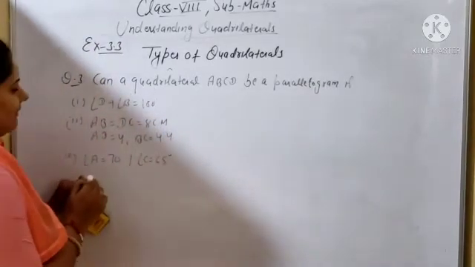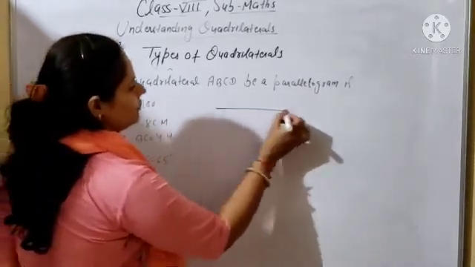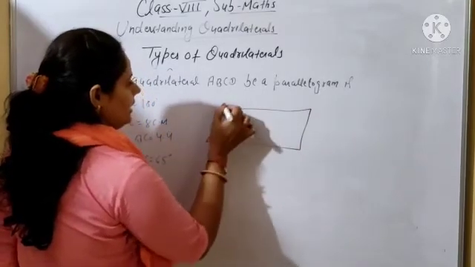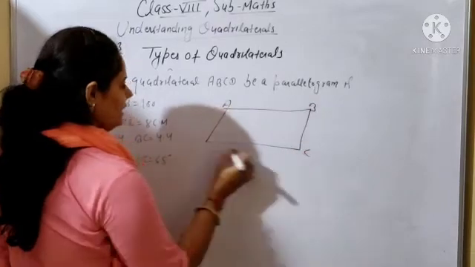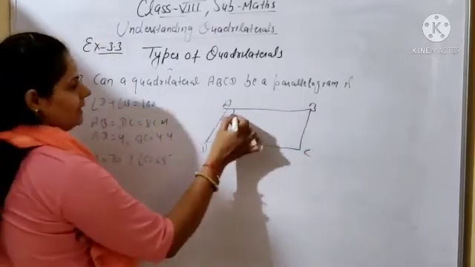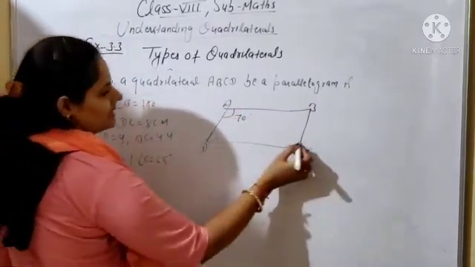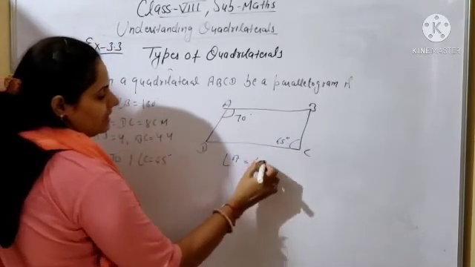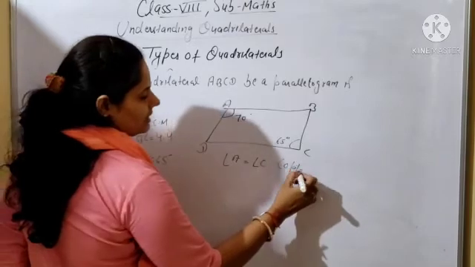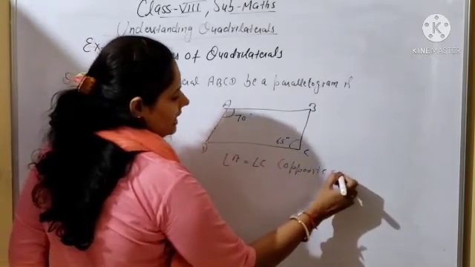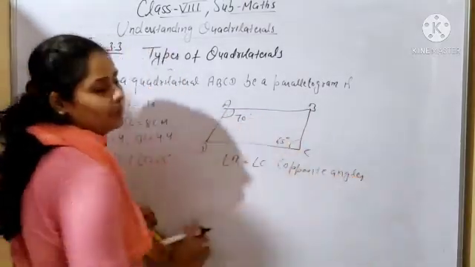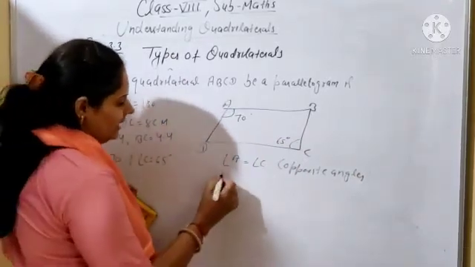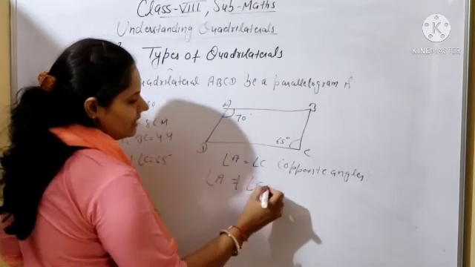Third part: angle A is 70 and angle C is 65. For example, this is a quadrilateral ABCD. So A is 70 degrees and C is 65 degrees. Angle A and angle C are opposite angles. What is the property of a parallelogram? Opposite angles should be equal, but here angle A is not equal to angle C.